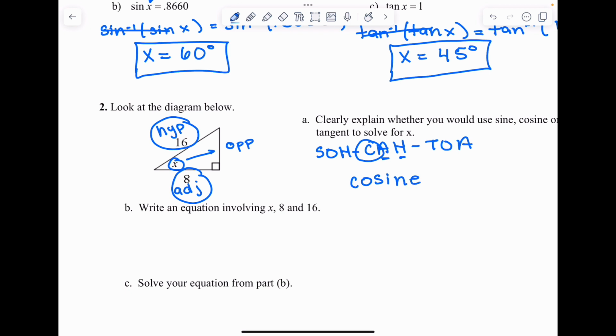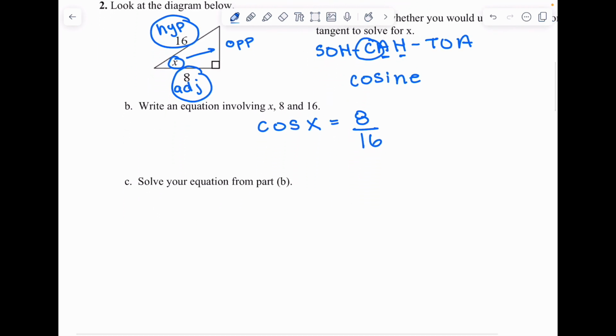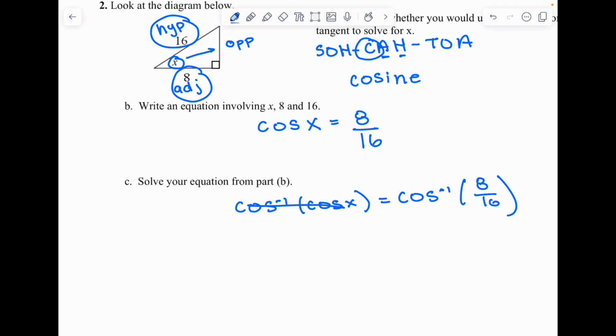And I would set this up like normal. So I would say cosine of the angle, and in this case the angle is x, is equal to adjacent over hypotenuse, so 8/16. And then to solve this, I need to cancel out cosine, so I'm going to use inverse cosine, which leaves me with just x equals the inverse cosine of 8/16. So you would type into your calculator second cosine, 8 divided by 16, and you would get 60 degrees.